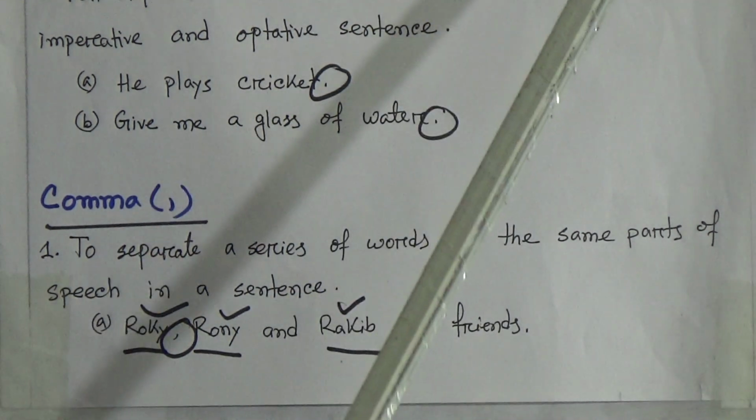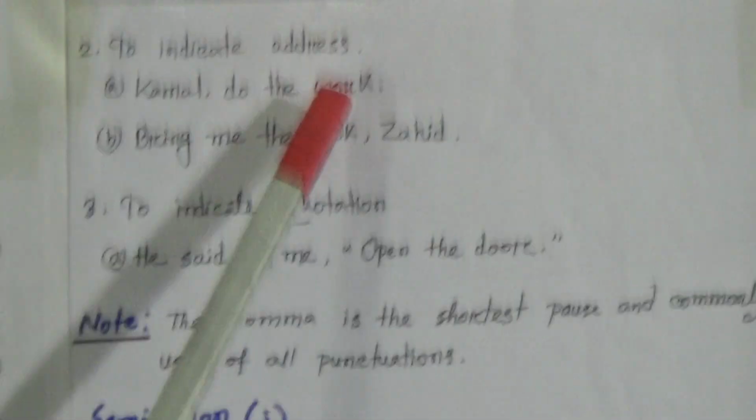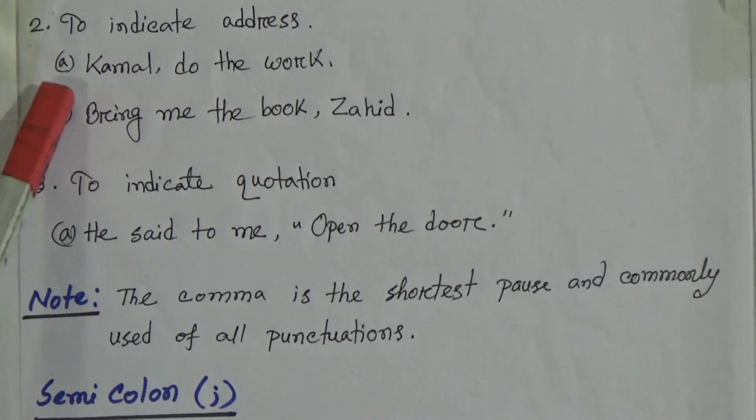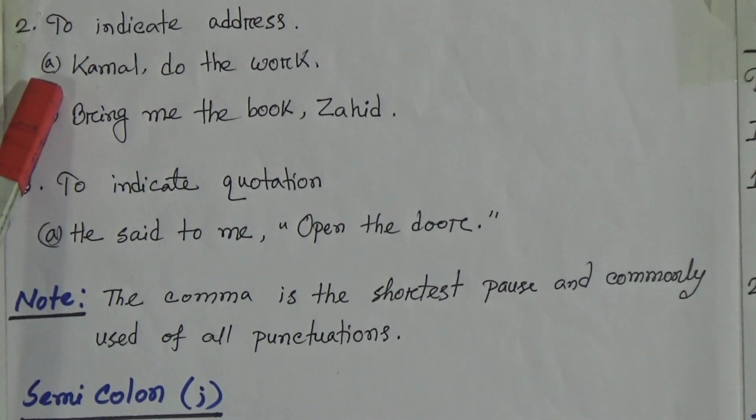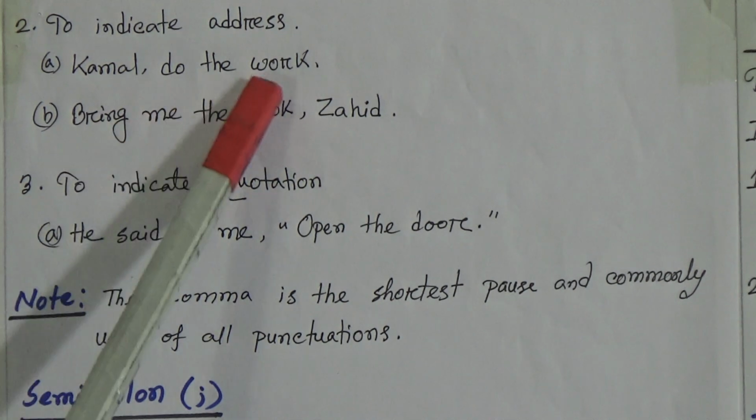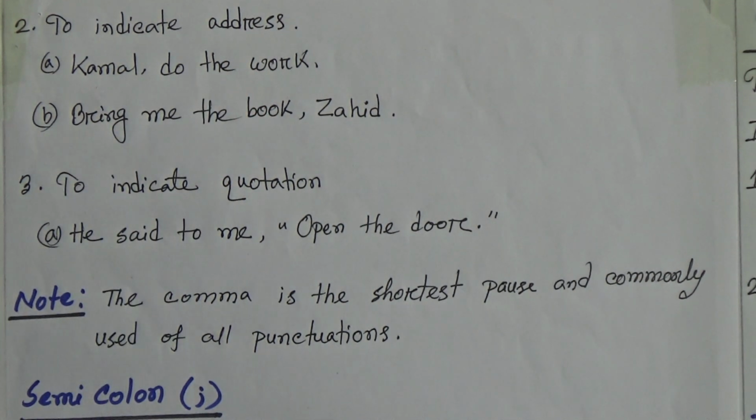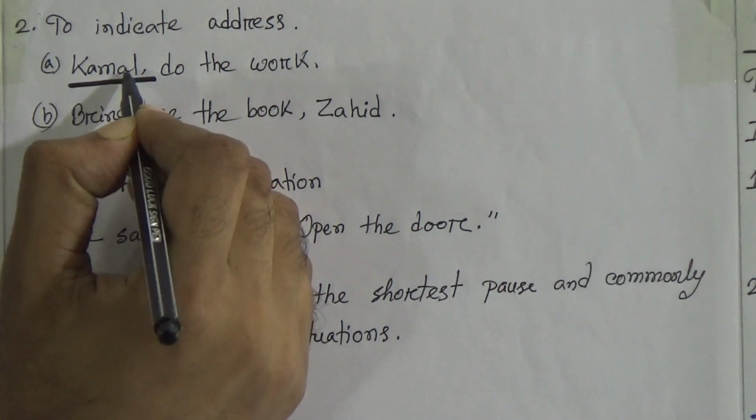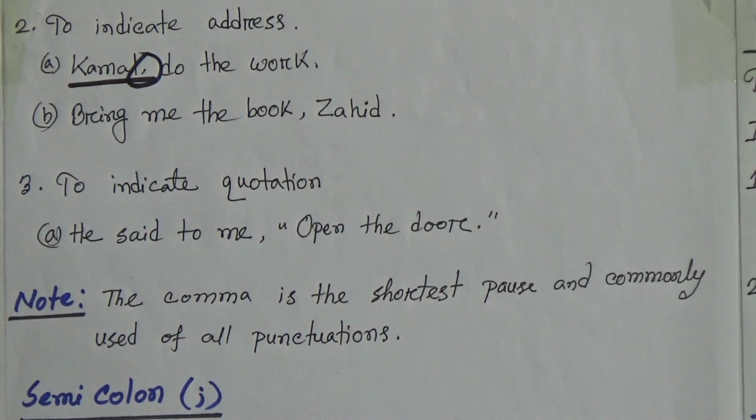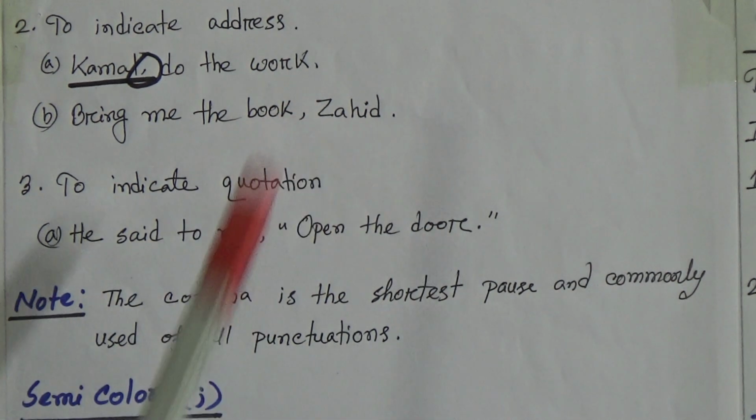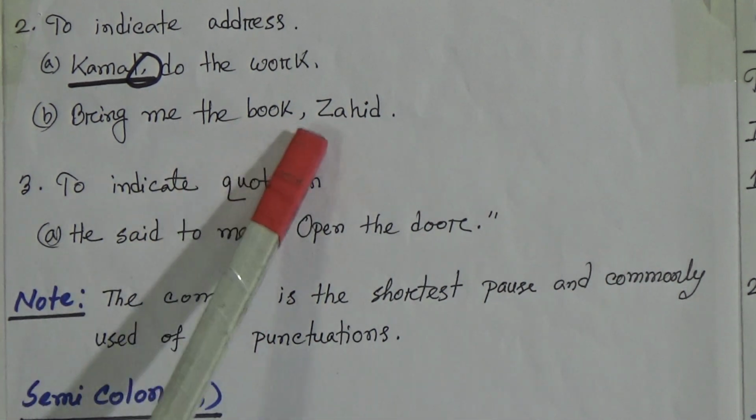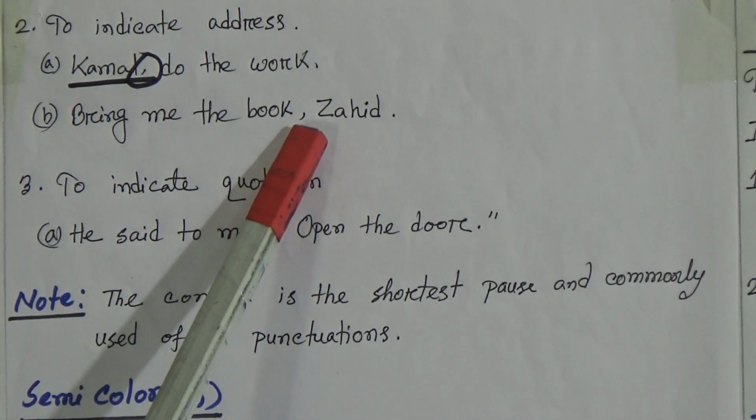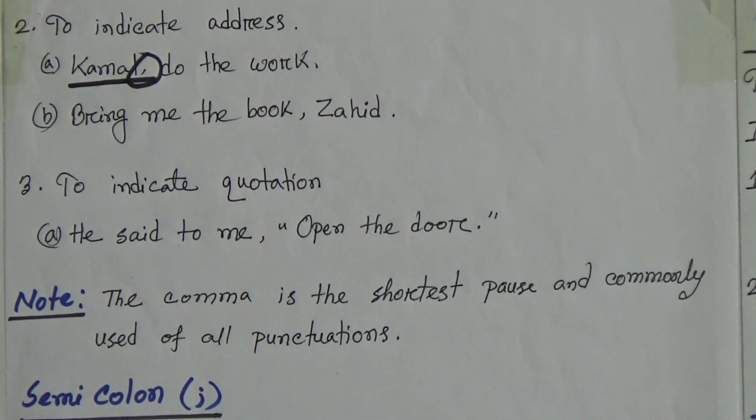Point number 2, to indicate address. That means to address someone we use comma. Example number 1, Kamal, do the work. Here the speaker is addressing Kamal and telling him to do the work. So after the address Kamal, we will use a comma. Number B, bring me the book, Jahid. Look, here also when we are addressing Jahid, we have used a comma.